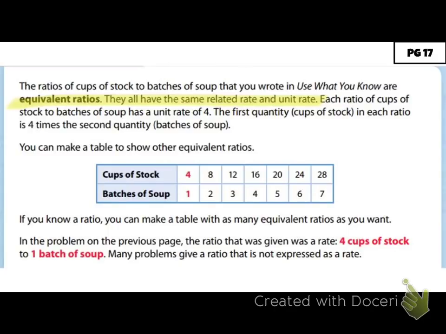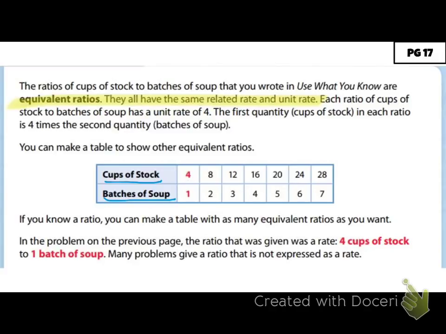So here you can see we have our cups of stock on the top, and we know that it's going up by 4 each time we go up. So you can see we have 4, 8, 12, 16, 20, 24, and 28. And on the bottom is our batches of soup, and it's going up by 1. So 1, 2, 3, 4, 5, 6, and 7. If you know a ratio, you can make a table with as many equivalent ratios as you want.